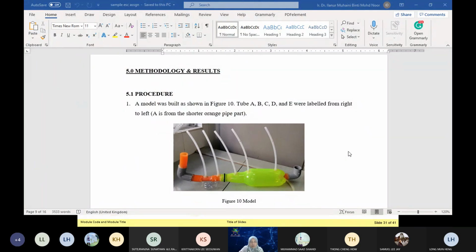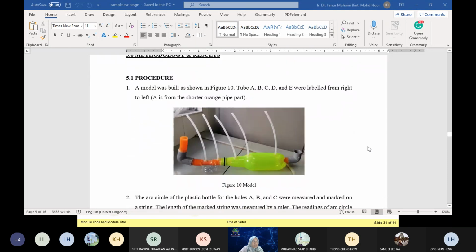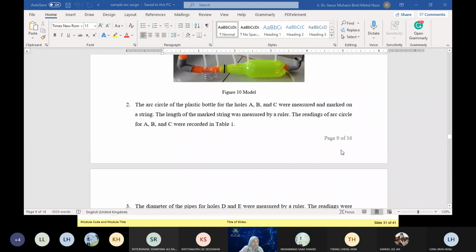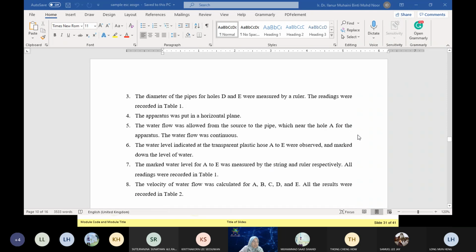As long as it is using fluid principle. This is Bernoulli. This one, application on Bernoulli. Okay, for example, a model was built in figure 10. Okay, after that, the hole is labeled, measured and marked. Okay. After that, diameter of the pipes for the holes.